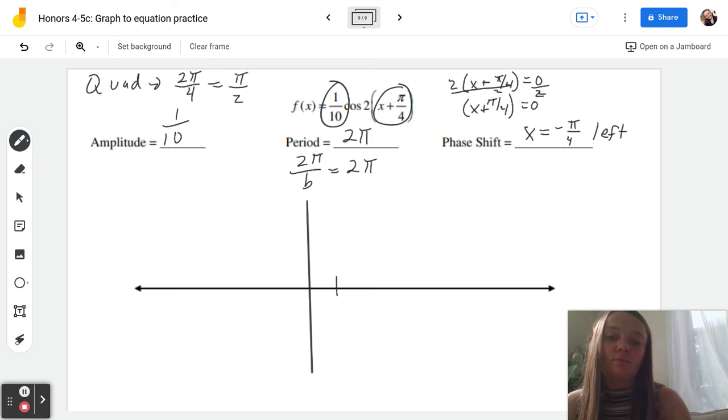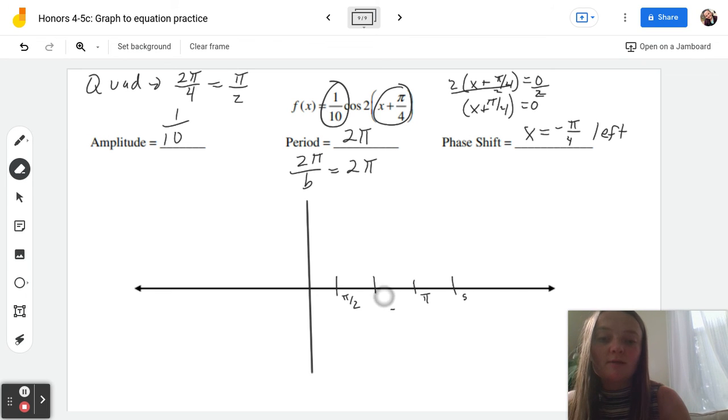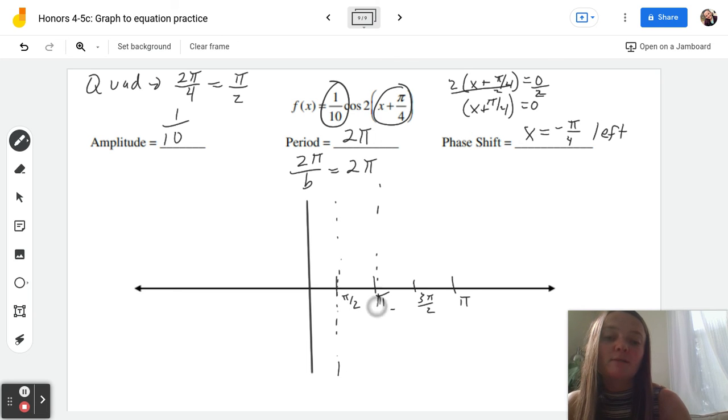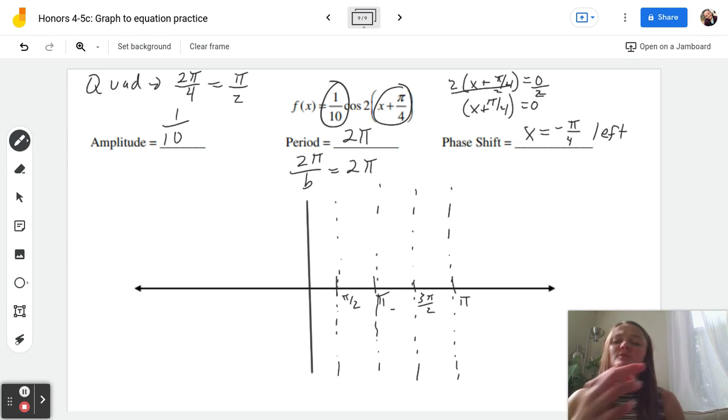All right, so we're going to go by increments of pi over 2. Pi over 2, pi, 3 pi over 2, and we're going to have, oops, I skipped one. Sorry, guys. All right, so we got pi over 2, we have pi, 3 pi over 2, and we're going to have 2 pi. And I'm going to go ahead and create those quadrant lines like this on my scale. There we go. All right, so my amplitude is 1/10.